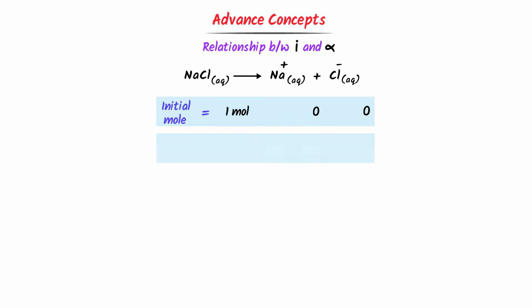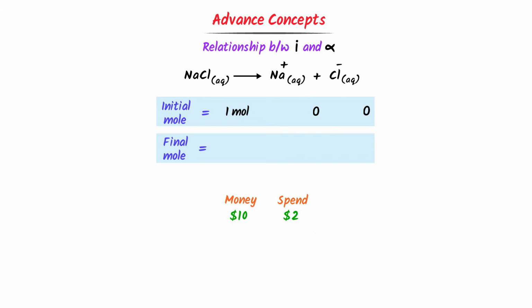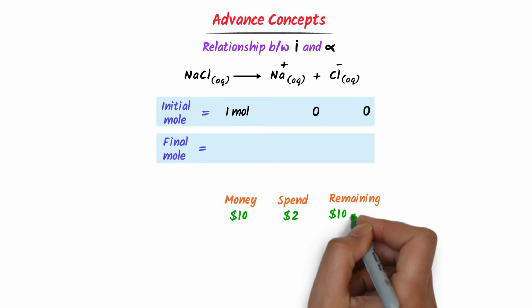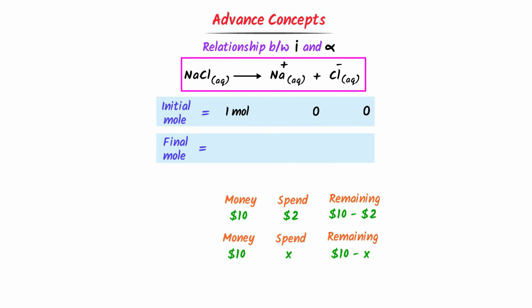To understand final moles of a solute, consider this simple analogy. Let's say I have $10. I spent $2. How many dollars are remaining? I say 10 minus $2. Secondly, if I have $10 and I spend X dollars, then I say the remaining dollars are 10 minus X dollars. Hence remember this example.